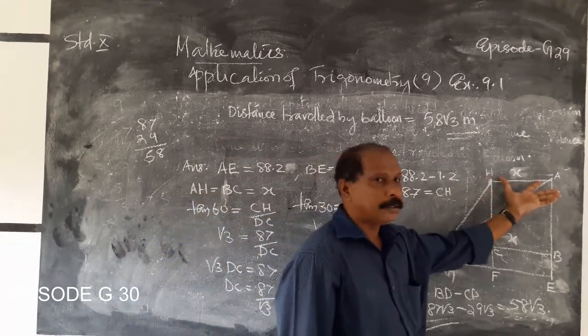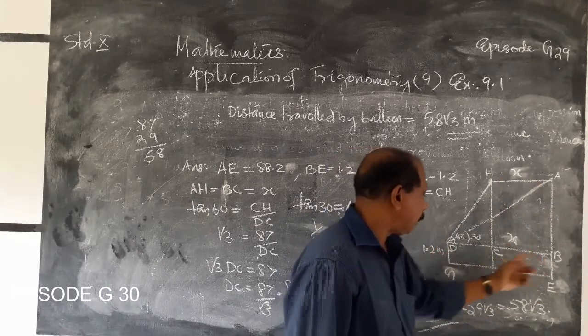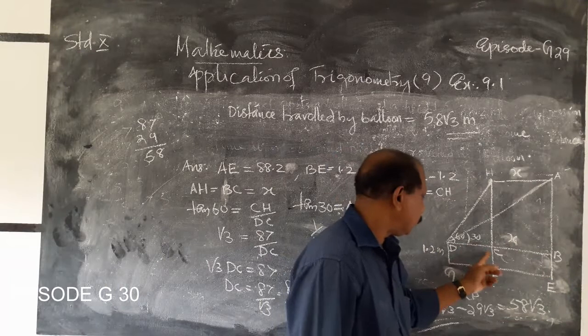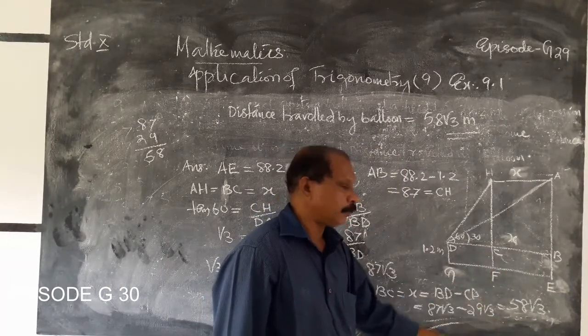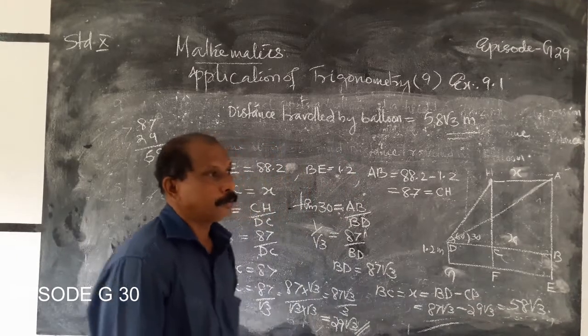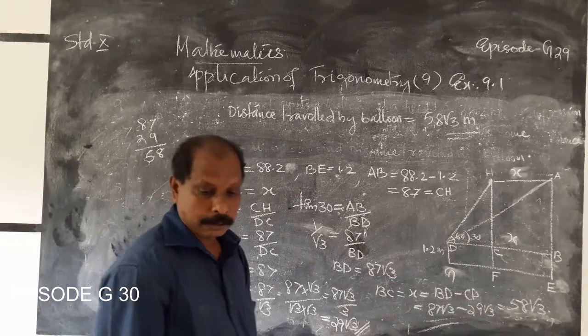The distance traveled by this balloon is x, that is BD minus CD. That is 87 root 3 minus 29 root 3, which is 58 root 3. Therefore, the distance traveled by the balloon is 58 root 3 meters. Okay.